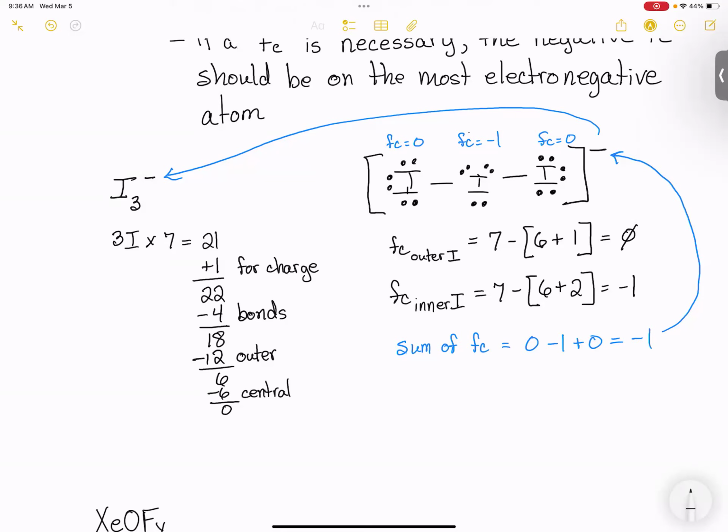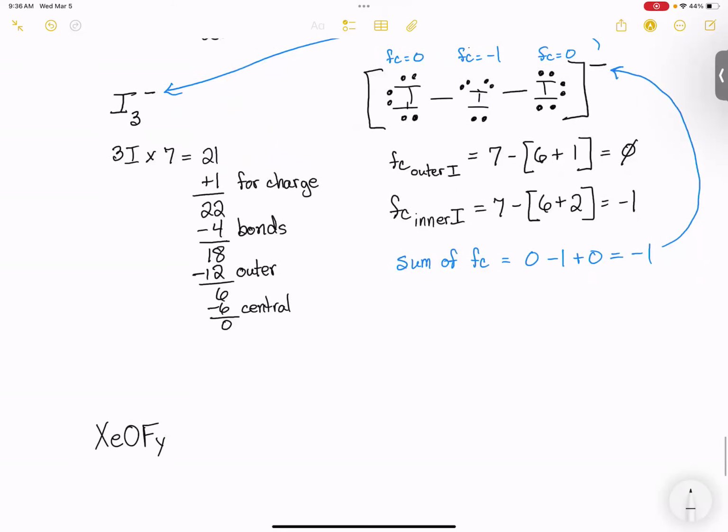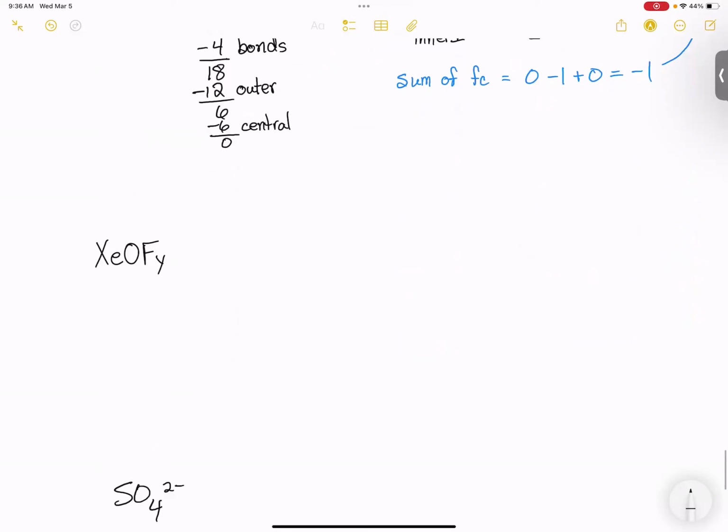So hopefully going through that helped you now that you aren't writing. Let's look at the next one in line, which is going to be XeOF4. XeOF4 is one of the first molecules for a noble gas.